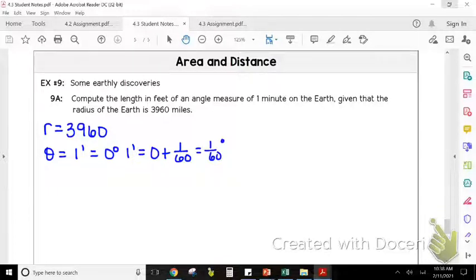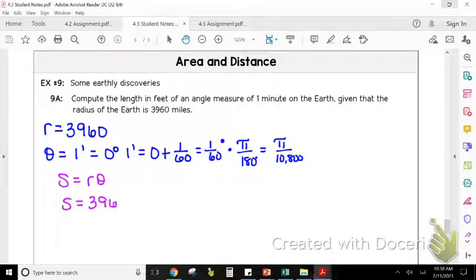And so then we just need to convert that to radians. So multiply that by pi over 180. And so we end up with pi over 10,800 radians. But now that we have that, we can go ahead and solve for our arc length. So remember that S is equal to R times theta. And so S is equal to 3960 times the pi over 10,800.